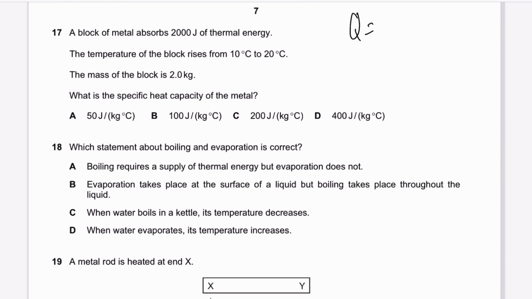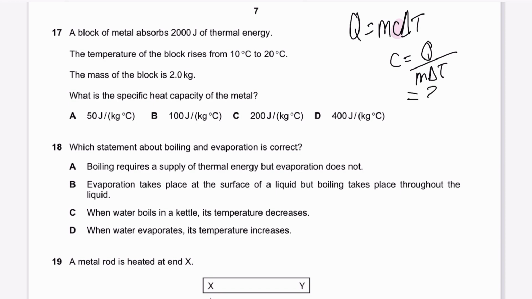Q is equals to MC delta T. Now what do we need to find? हमें तो ढूंढना ही C है. So the equation for C will be, C is equals to Q upon M delta T.